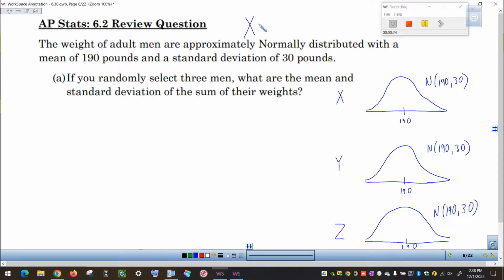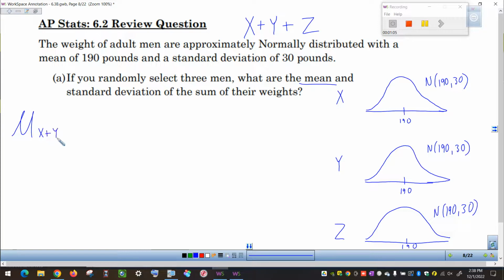And what I've drawn off to the side here, because the weight of adult men is approximately normal, I drew 3 different pictures of a normal distribution, but really it's the same distribution that the 3 men are being selected from. So sometimes it's different distributions completely that are being combined. This is a way for us to think about them coming from the same one. Each distribution is approximately normal with the labels here, mean of 190, standard deviation of 30. But we can think about them as being separate x, y, and z for the 3 men that we're randomly choosing. So let's start with finding the mean.